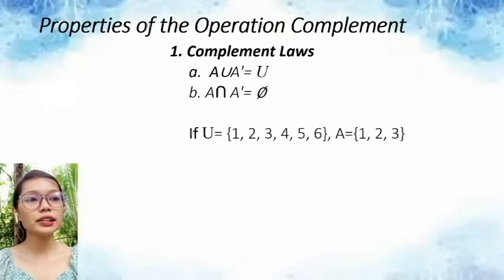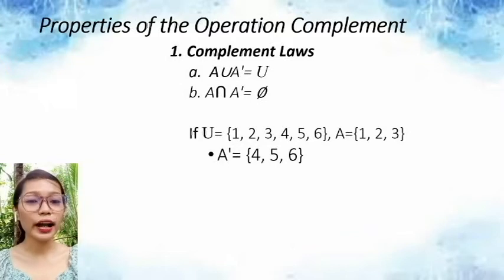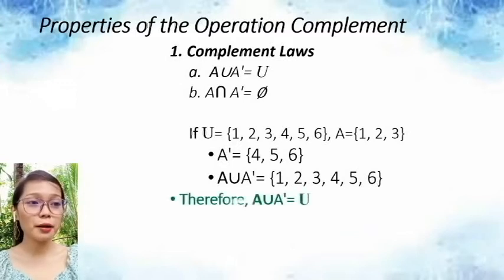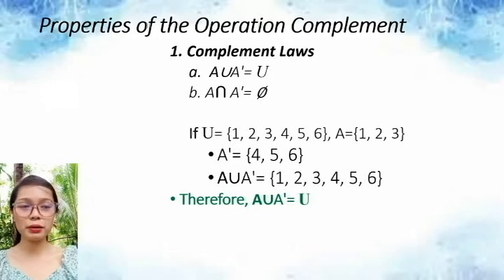Ang atong universal set, we have 1, 2, 3, 4, 5, and 6. And sa A na to 1, 2, and 3. Unsa may wala ni A? Yes, 4, 5, and 6. Therefore, ang union ni A ug ni A prime is just equal to the universal set. Kay punon man nato si 1, 2, ug 3 o si A prime nga 4, 5, ug 6. Therefore, A union A prime is just equal to the universal set. So, correct ato ang first complement law.